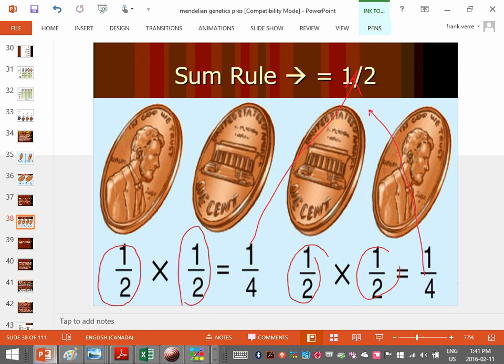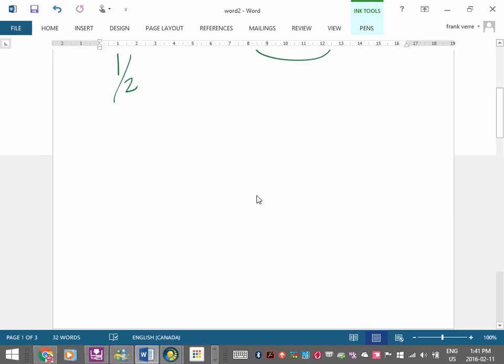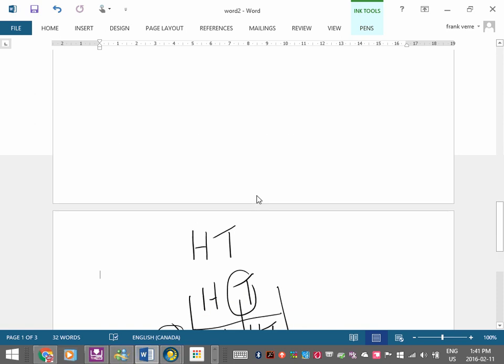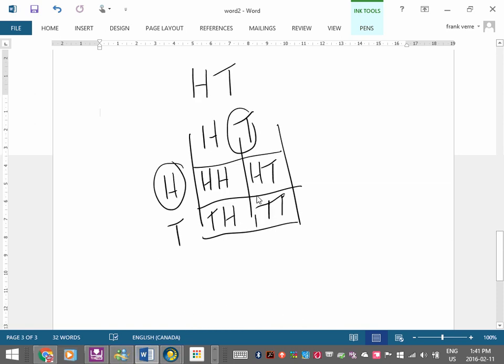1/2. Now, if you notice something, the Punnett Square predicts the exact same thing. So remember I showed you that Punnett Square for a head, tail, cross, head, tail? How many head, tails do you see in the sequence? 2. There's 1.